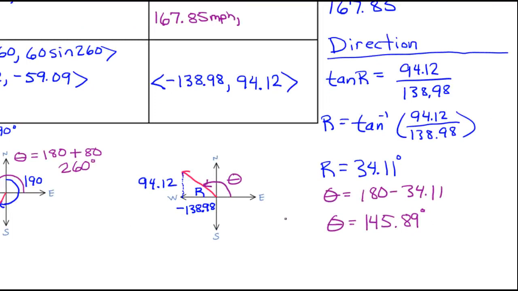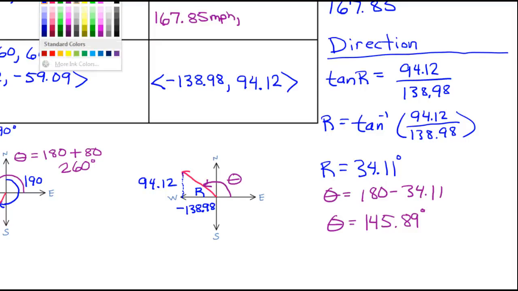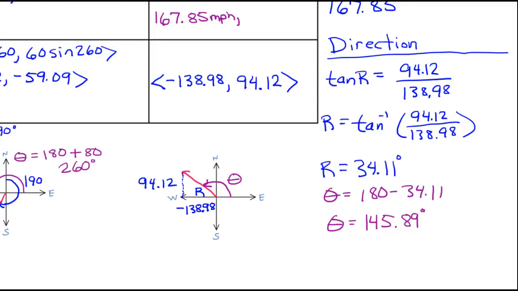So remember how bearing works, wonderful people. Bearing has to be measured from north. I think I'll use green for this. Bearing has to be measured starting at north and moving clockwise. So this is what the bearing angle looks like. It goes all the way around from north, and it comes all the way back around like this. That's bearing.